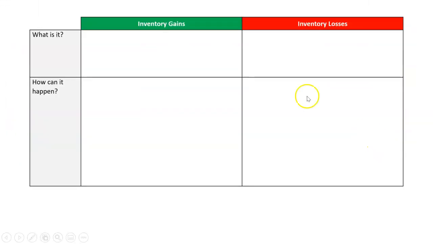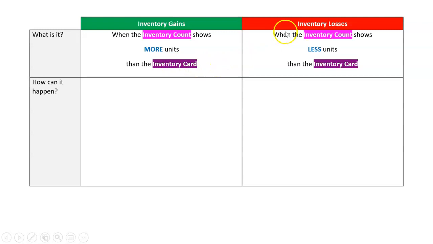So we can summarize now what this is about. What is an inventory gain? It is when the inventory count shows more units than the inventory card. So we've got more than what the inventory card says. And the opposite is for an inventory loss. That's when the inventory count shows less units than the inventory card.